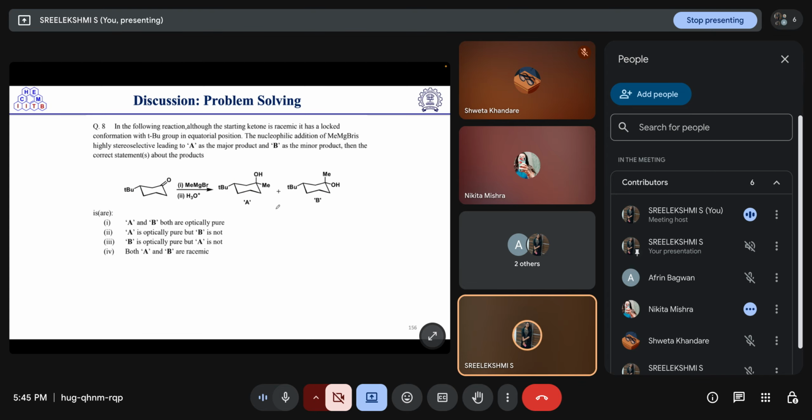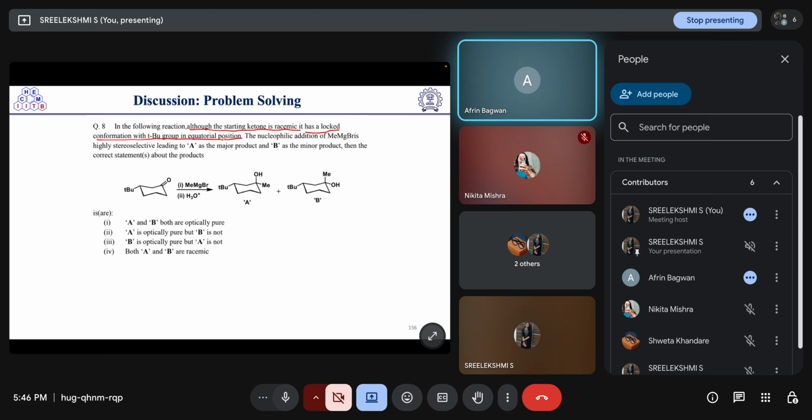The concept is clear, or should I explain one more time? Okay, I hope it is clear. Now, if we go through the question, it is already mentioned that although the starting ketone is racemic, it has a locked conformation with the tertiary butyl group in the equatorial position. So what does it mean? Just think of your answer based on that sentence. Option 4. Yeah, so why? Can you explain?